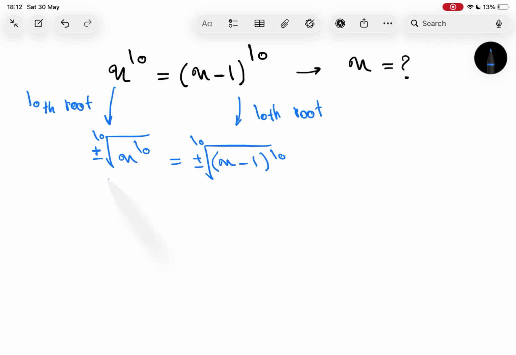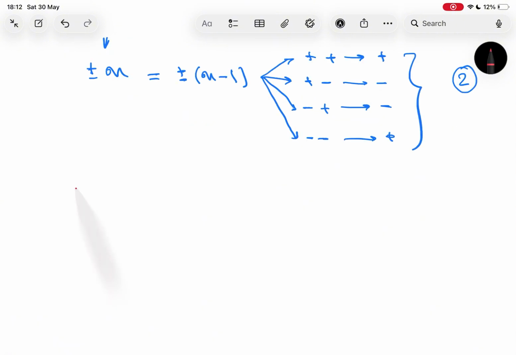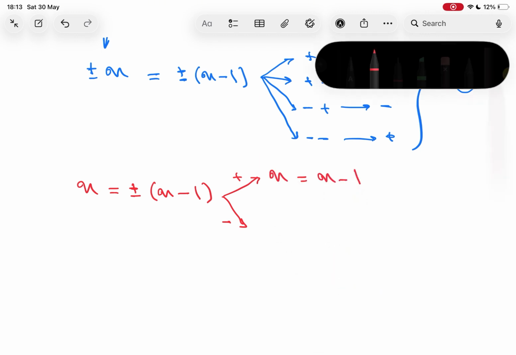So, we rewrite it as positive and negative x is equal to positive and negative x minus 1. At first, it may look like there are 4 different sign cases, but actually, they reduce to only 2 main cases. Why? Because if the signs are the same, the result is positive, and if the signs are different, the result is negative. So, in the end, we only need to check 2 cases. Therefore, we can write x equals positive and negative x minus 1. The first case is the positive case, x equals positive x minus 1.